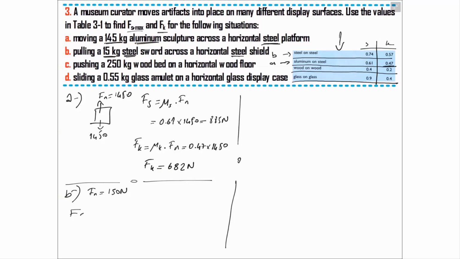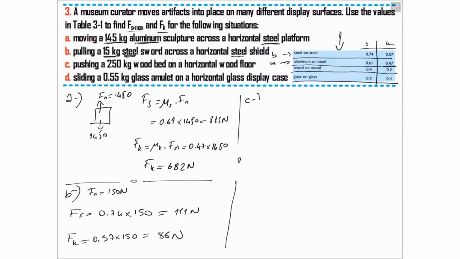So Fs equals mu s times Fn. For the B, mu s is 0.74 times 150, that is 111 Newton. And the Fk will be mu k times Fn again. And mu k for the steel on steel is 0.57, so 0.57 times 150 equals 86 Newton.